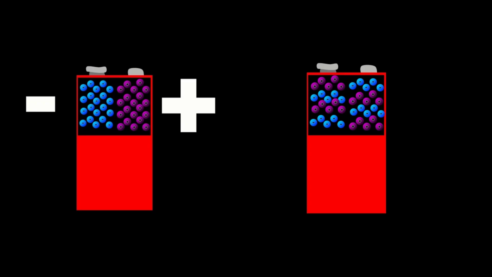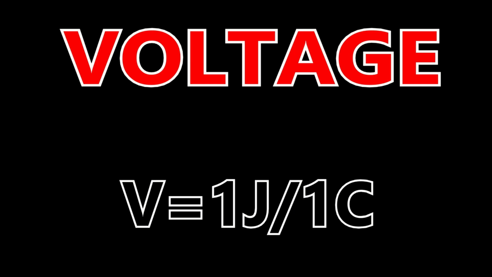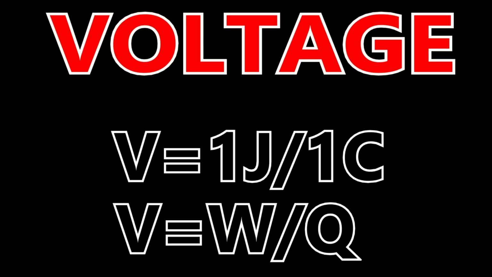1 joule of energy is 0.7376 foot-pounds of motive force. This formula can be shortened to V equals 1J divided by 1C. Another variation of the formula is V equals W divided by Q, or voltage equals work divided by the quantity of the charge. The next measurement is current.